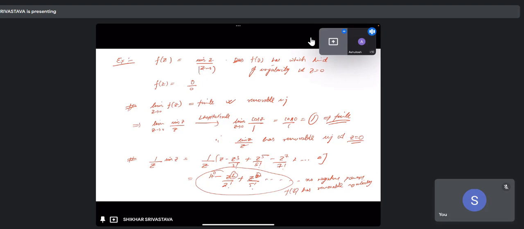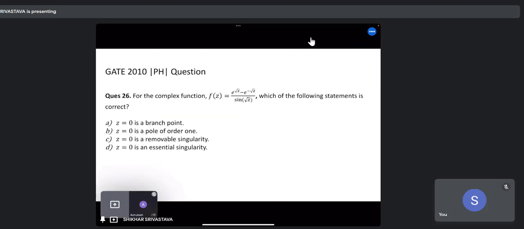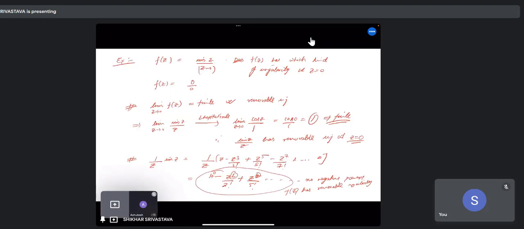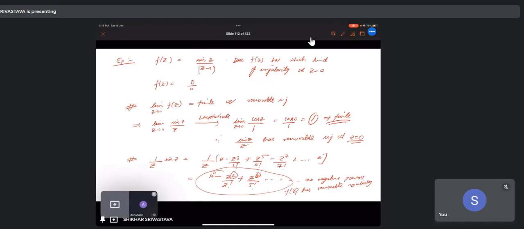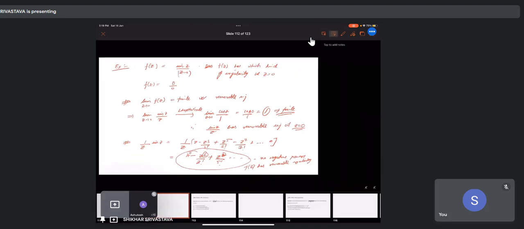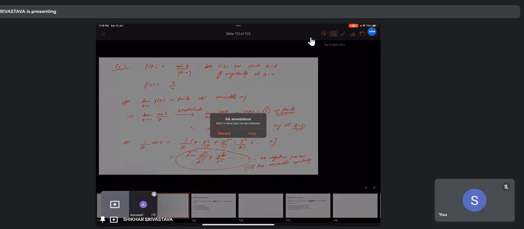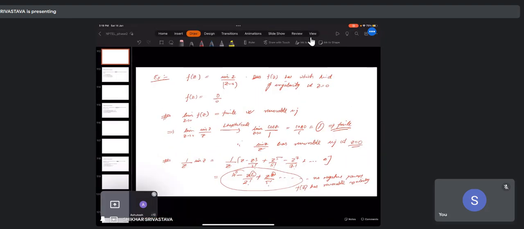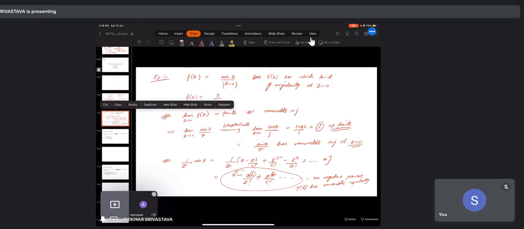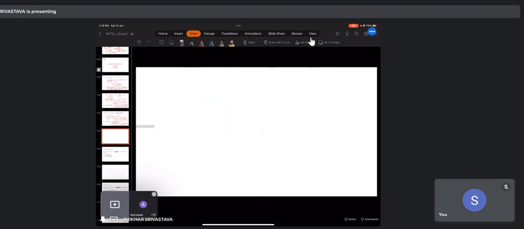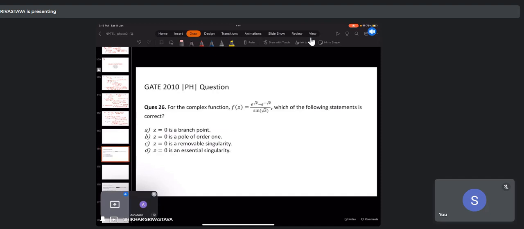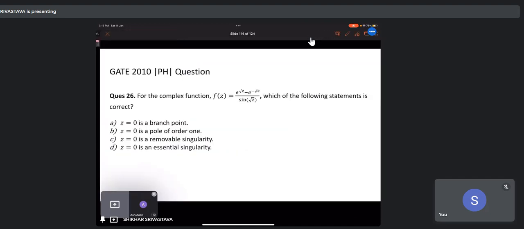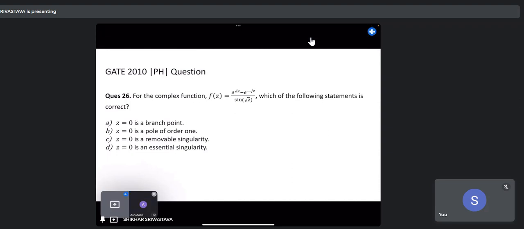So now I will just solve one GATE question. I would ask you people also; you people can also try. So you have been given some function. This question came in GATE 2010.